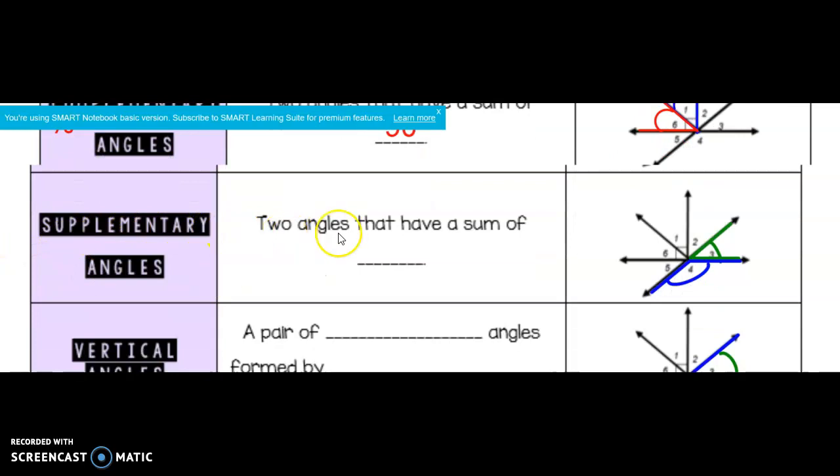Supplementary angles are two angles that have a sum of 180 degrees. So we can see here, angle 4 and angle 3 together are making a straight line. So together they're making a 180-degree angle. So they are supplementary. And I used to change my S to an 8 and stick a 1 in front of it to remind myself 180.